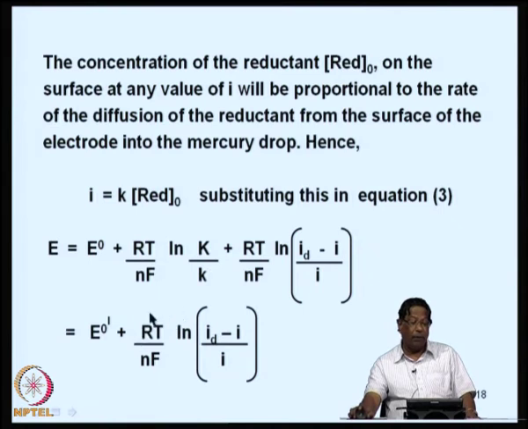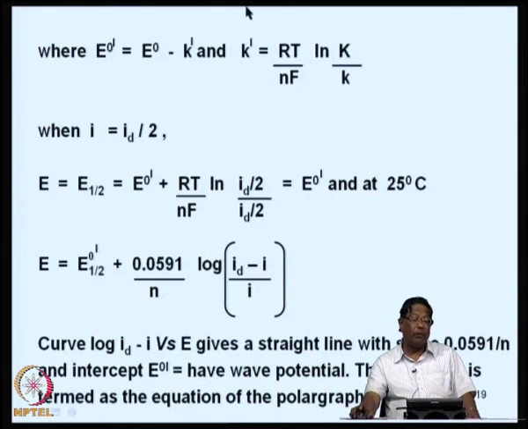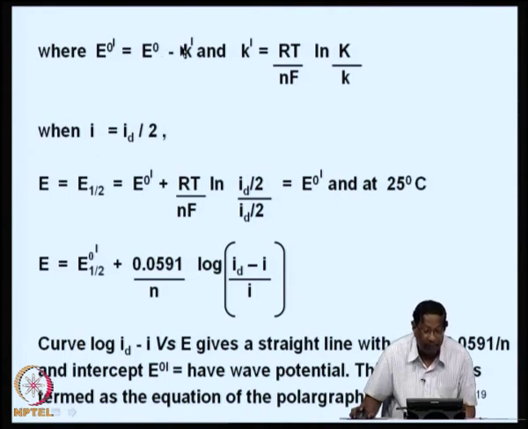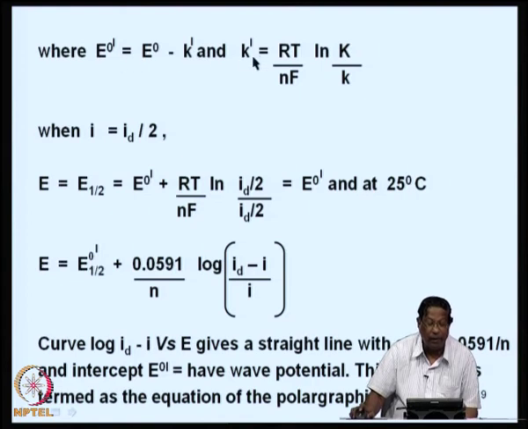Again, as usual, you can combine this ln K by K dash, capital K by small k. It is only a numerical constant which will affect only the E naught dash value. So, I am going to write it as E naught dash, which includes this number, plus RT by nF ln of (Id minus I) upon I. So, E naught dash is equal to E naught minus K dash, and K dash would be RT by nF ln K by k dash.